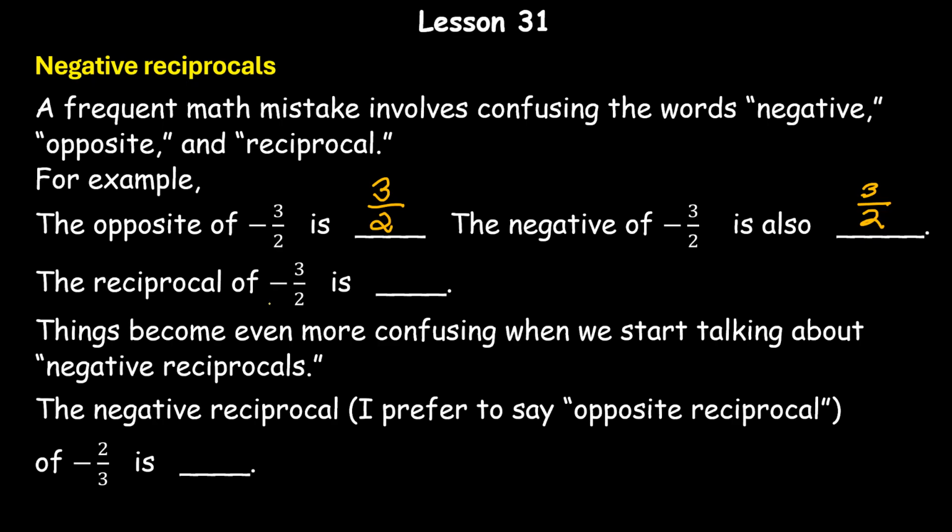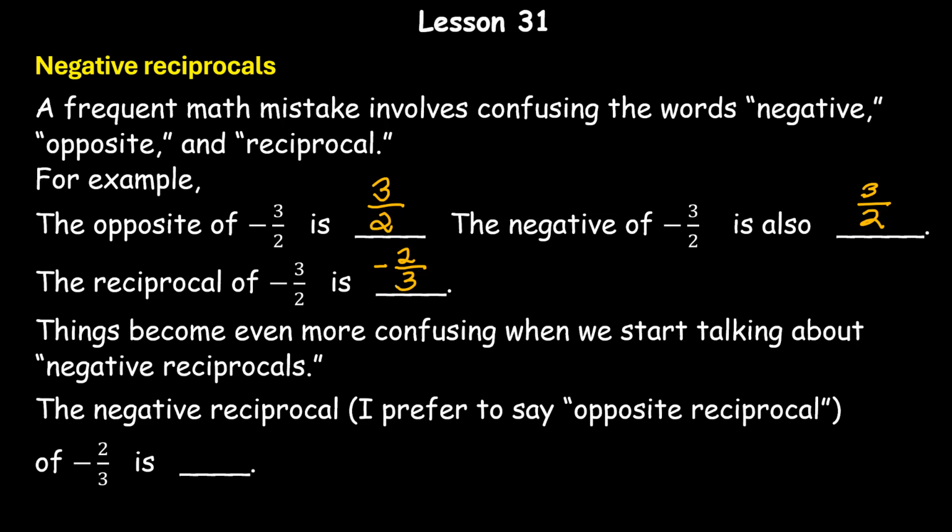The reciprocal of negative 3/2 is negative 2/3. So when you see the word reciprocal, that means you flip the fraction upside down. You don't change the sign, you just flip it. So reciprocal of negative 3/2 is negative 2/3. It's still negative, right? Reciprocal doesn't tell you anything about the sign of the fraction. It just tells you to flip it upside down.